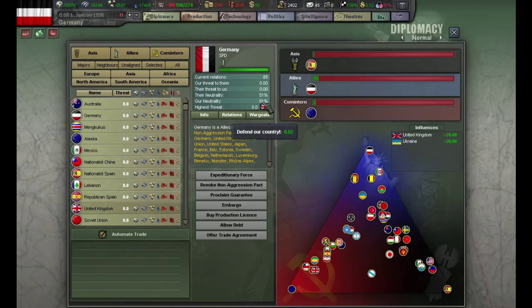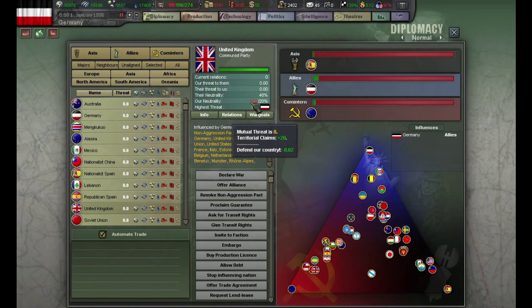That means that 51% of our population is not in support of going to war. And if we go back to the United Kingdom, we're at 51% neutrality. We need to be at 20% neutrality in order to declare war on them.